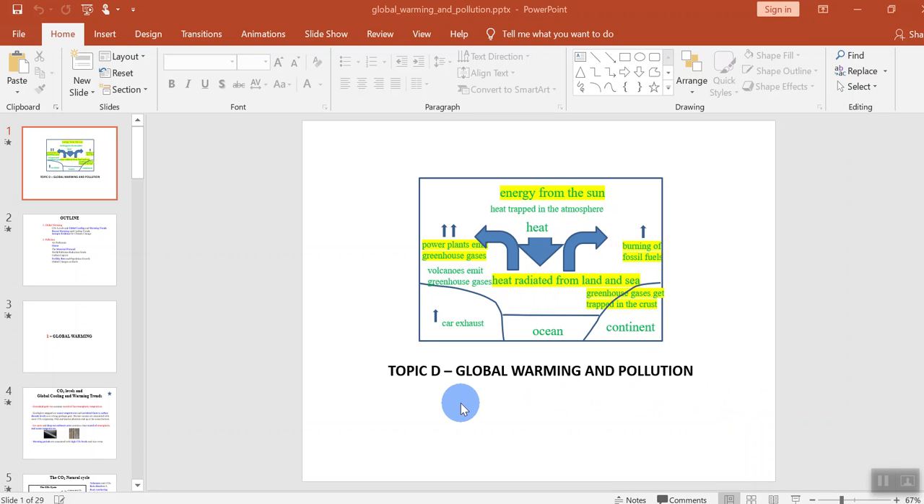Okay, let's record topic D, global warming and pollution. So you have energy received from the sun, which heats up Earth. Then we have heat radiated from land, sea and oceans. Greenhouse gases get trapped. We will see all of this. Burning of fossil fuels and power plants emit greenhouse gases, and so on.